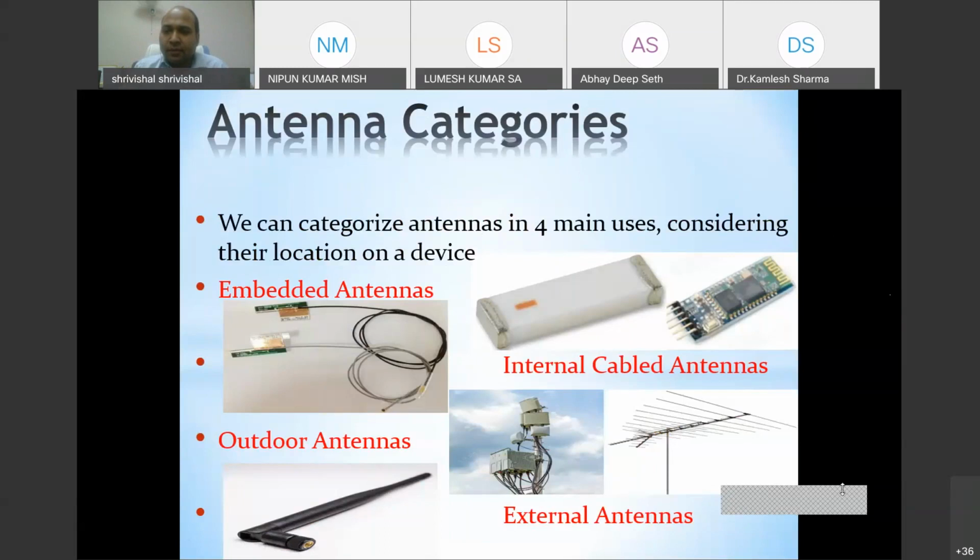Hello. Namaskar, sir. This is Sandeep from BITS Pilani. Oh, namaskar, Sandeep. How are you? Namaskar, sir. Please tell. Sir, please let me know the difference between embedded antennas and the internal cable antennas.